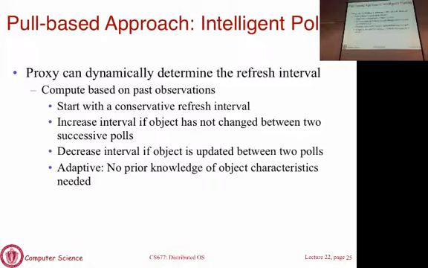If you don't see changes, you become more and more lazy. If you see changes, you become more and more aggressive. So you will basically keep tracking the rate at which the page is changing. So this is basically going to increase the interval if the object doesn't change, decrease the interval if it does change. It's adaptive, it needs no knowledge of the object characteristics.